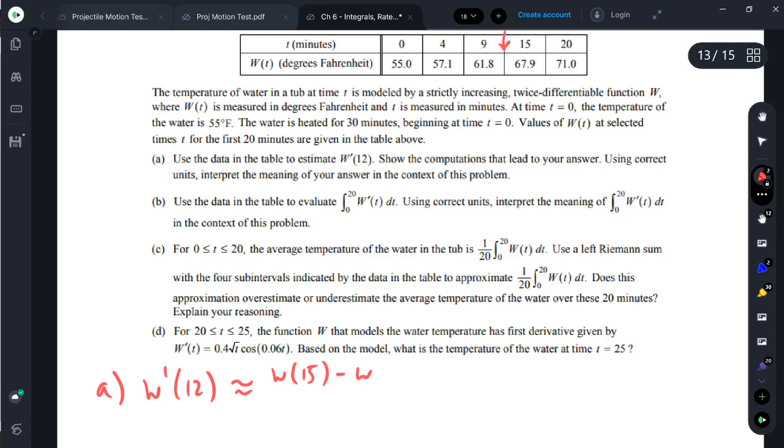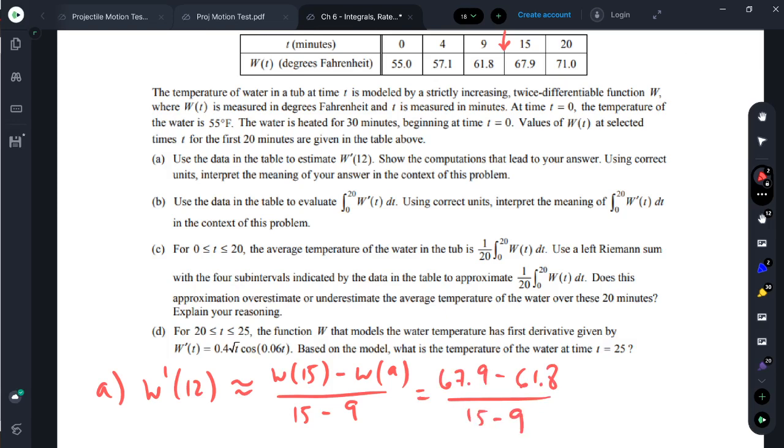Y2 minus Y1 over X2 minus X1, or F of B minus F of A over B minus A. So this is going to be equal to 67.9 minus 61.8 over 15 minus 9. If this was a non-calculator question, you would stop here. Since it is a calculator question, we're going to type it in, and you should get 1.016 repeating. And this is going to be degrees Fahrenheit per minute.